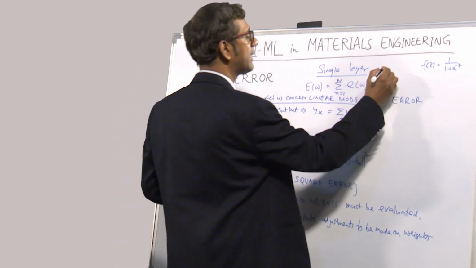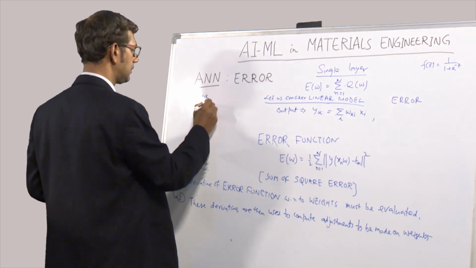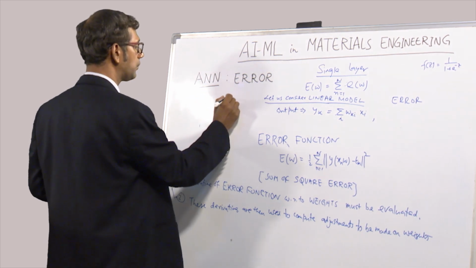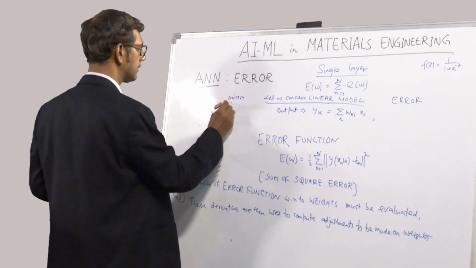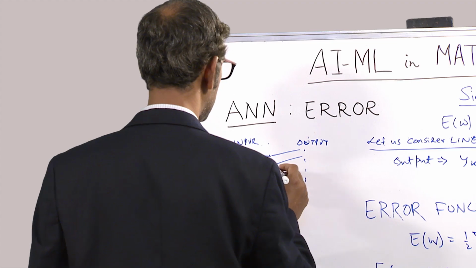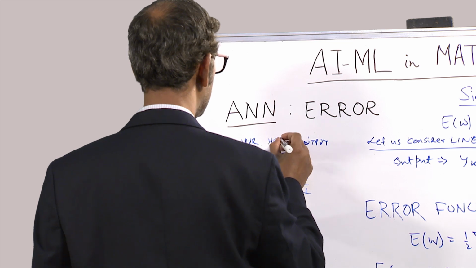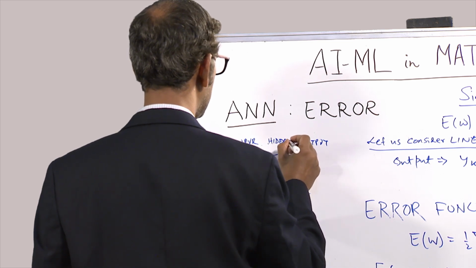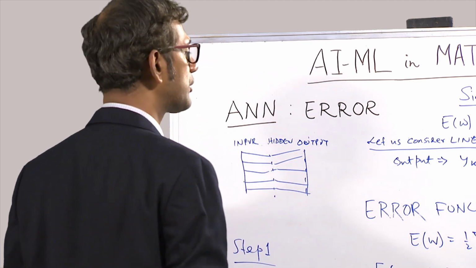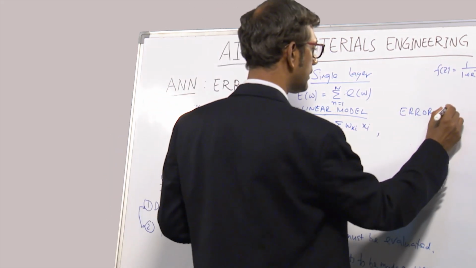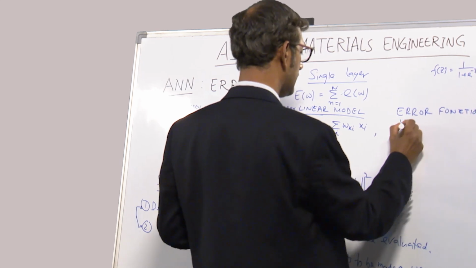You have a single hidden layer, which means what? You have input, one hidden layer and output. These are all connected. This is your hidden layer. So that means this is a single layer and we are also assuming a linear model. Therefore, the error function will look like this.